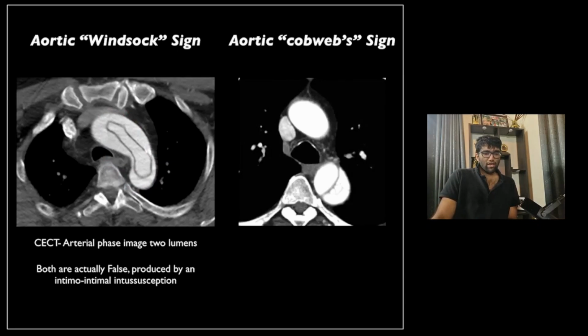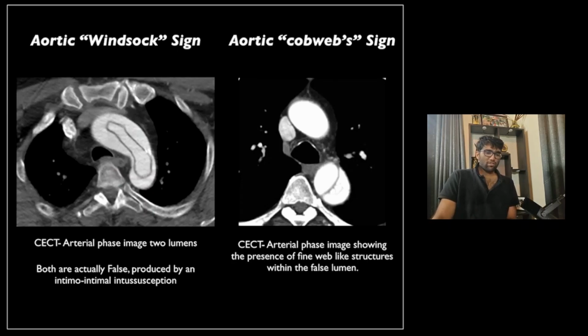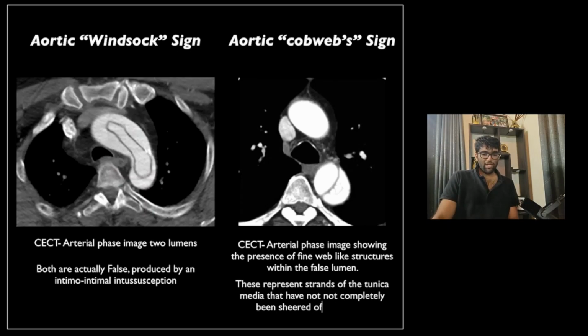There is also something known as the aortic Cobweb sign. This is seen as a fine web-like structure that is within the false lumen. This is often used to identify the false lumen, but is often not present and can make identification difficult. So the cobweb-like structures are basically strands of tunica media that have not been completely sheared off from the internal.